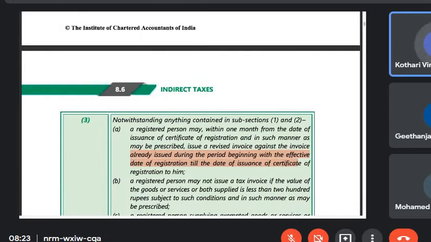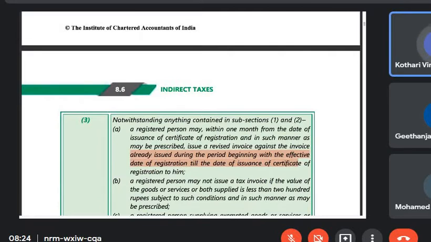Now what happens? From 1st January, the day he becomes liable for registration, he will not stop his business. He will continue his business and issue a tax invoice. Since till 2nd February he has not got the registration certificate, his invoice will not contain the tax or the GST number. Why? Because till that period he is not registered.